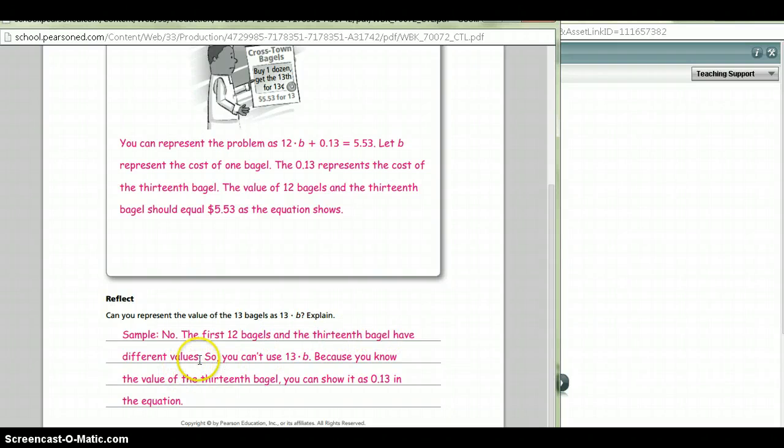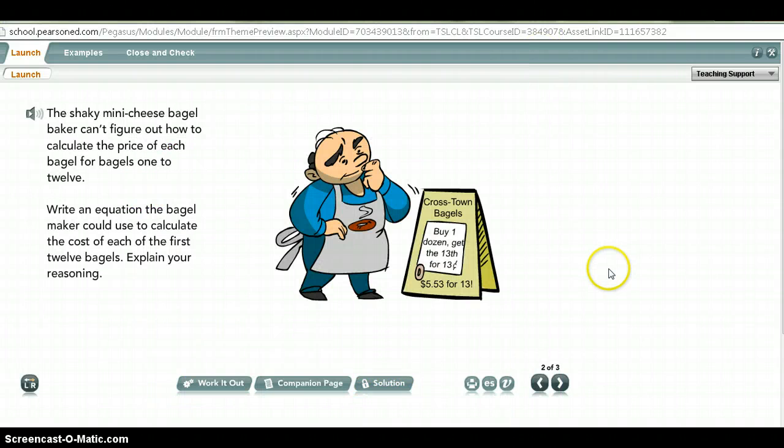They're costing different. So you can't use 13 times b, because that's just going to tell you at a given price all 13 are going to be equal. And if you buy one bagel, it's not going to be the same as that 13th bagel. Because you know the value of the 13th bagel, you can show it as the 13 cents in the equation. Okay, so let's go ahead and close that out and let's do some practice. Coming up to the examples.